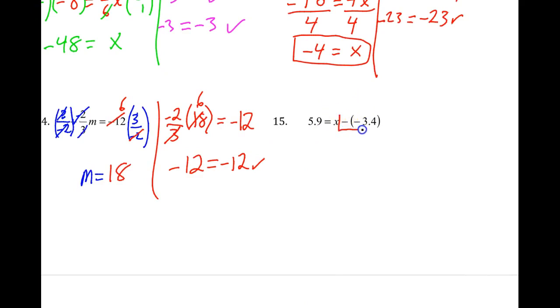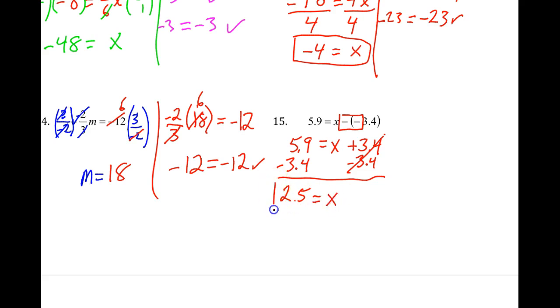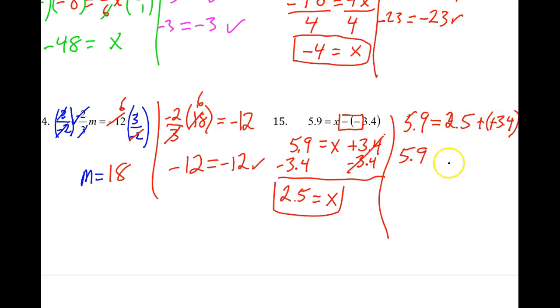Lastly, we have a double negative here. So let's rewrite this first as a positive, and then we can solve. Okay. 5.9 minus 3.4 will give you 2.5. So we have 5.9 equals 2.5 minus a negative 3.4. And for the last time, the two negatives will make a positive. So it's really 2.5 plus 3.4, which is 5.9.